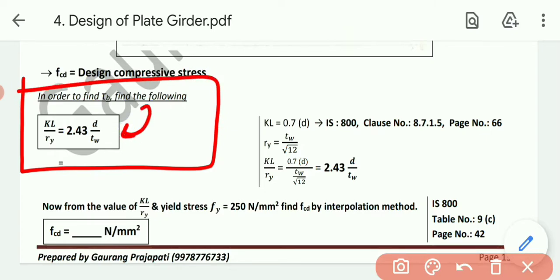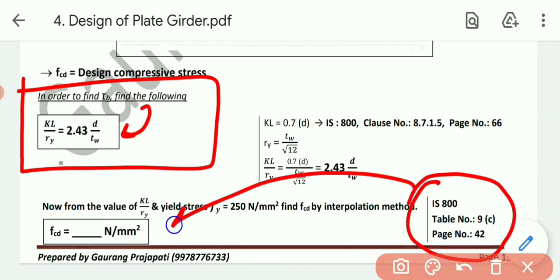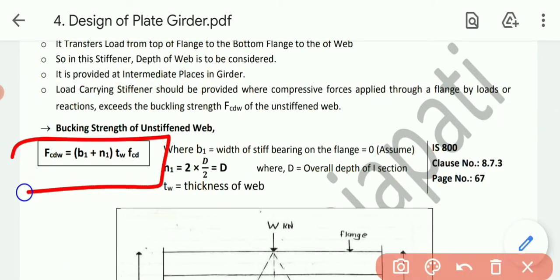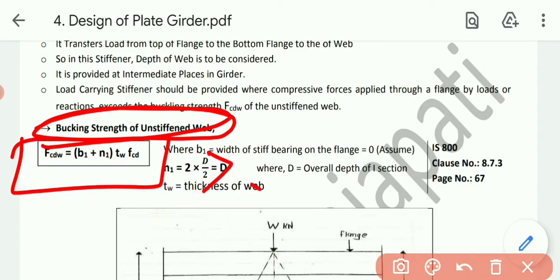Once I get this ratio, then using Table 9C and the interpolation method, I will get the fcd. And once I get the fcd, I can easily calculate the criterion Fcdw. This Fcdw indicates the buckling strength of the unstiffened web, and it should be greater than the factored load W.